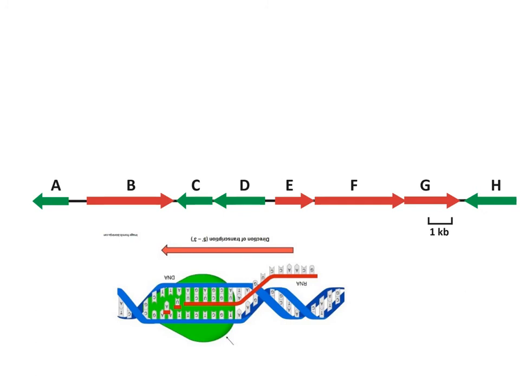Alternatively, the genes in green are transcribed from right to left, so they must have their coding strands on the bottom strand. So their promoters will then have to lie to the right, and so we'd find them in these regions here.